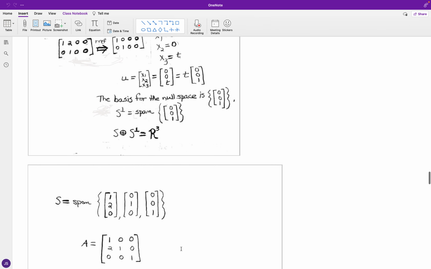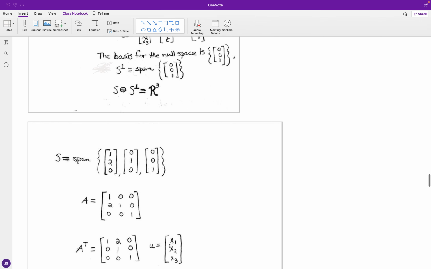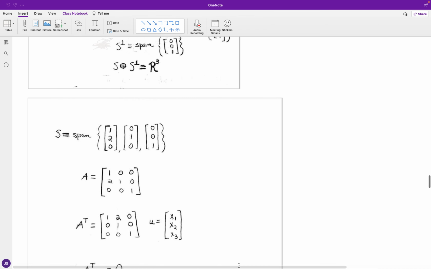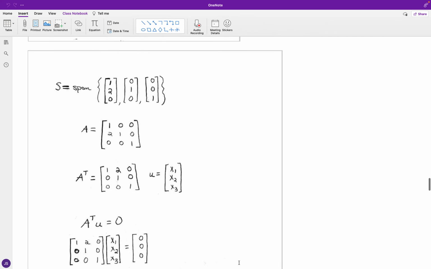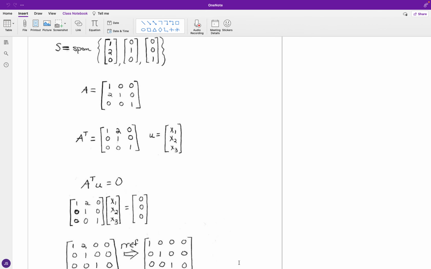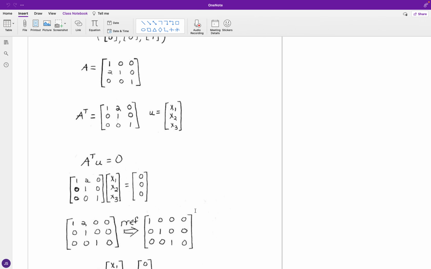Now, let's say that we have S consisting of what we have in the span, say 1, 2, 0, 0, 1, 0, 0, 0, 1. And again, the coefficient matrix we have is 1, 0, 0, 2, 1, 0, 0, 0, 1. And taking the transpose, I have 1, 2, 0, 0, 1, 0, 0, 0, 1. And for the null space U, which we're going to try to determine, we have x of 1, x of 2, and x of 3. Setting up the transpose of A times U equal to 0, and converting to an augmented matrix.